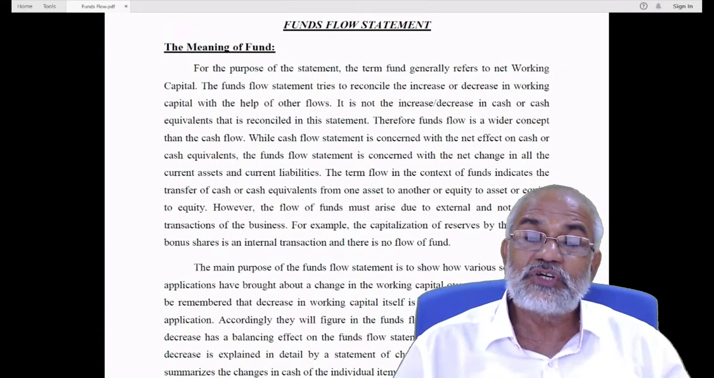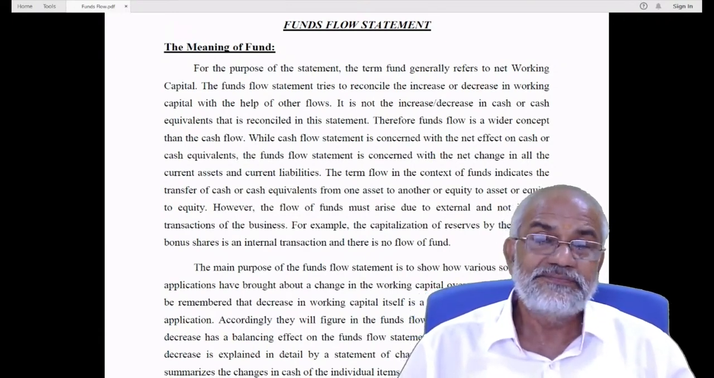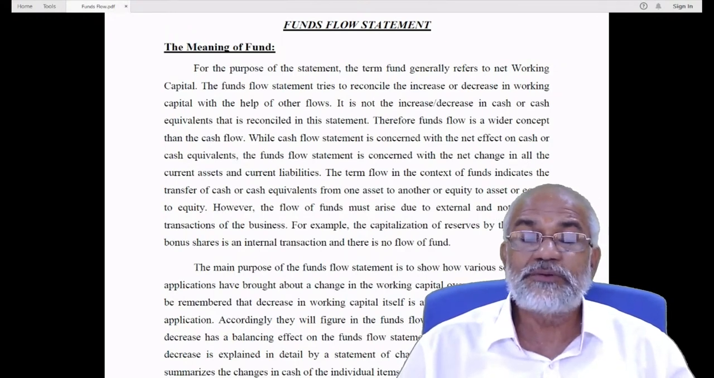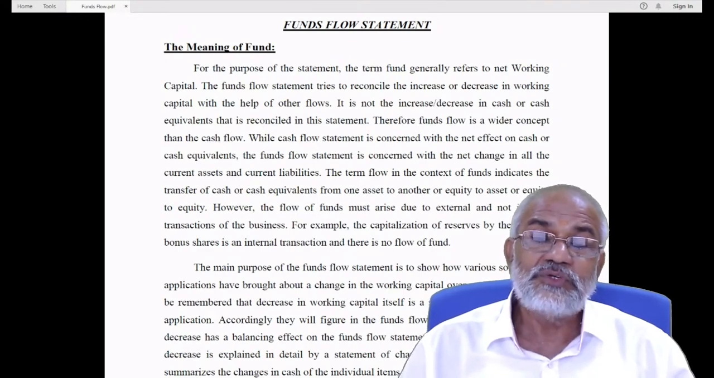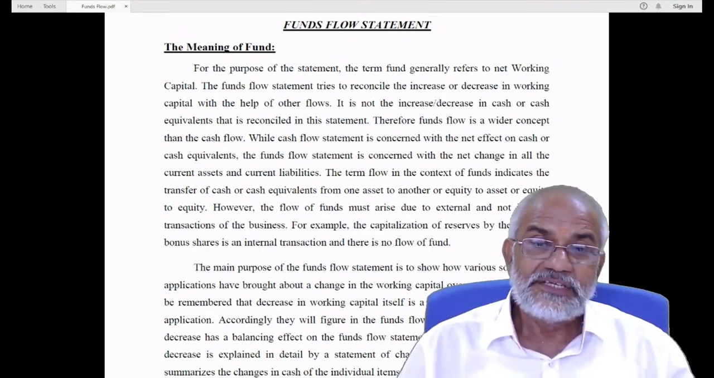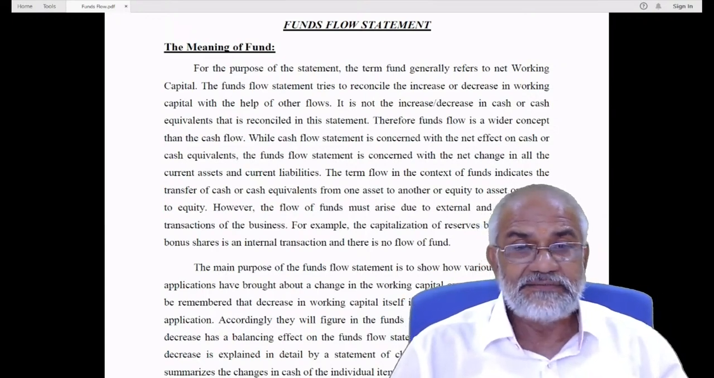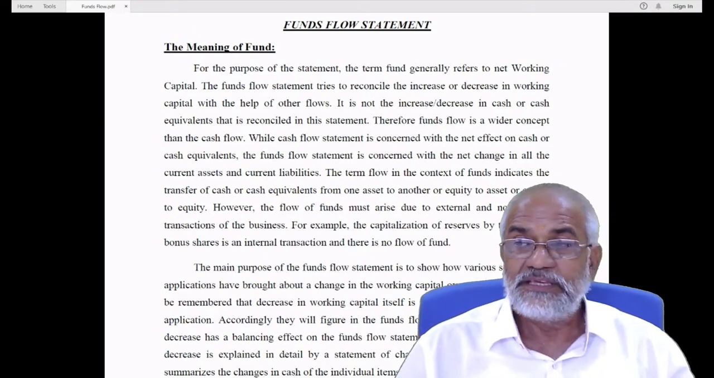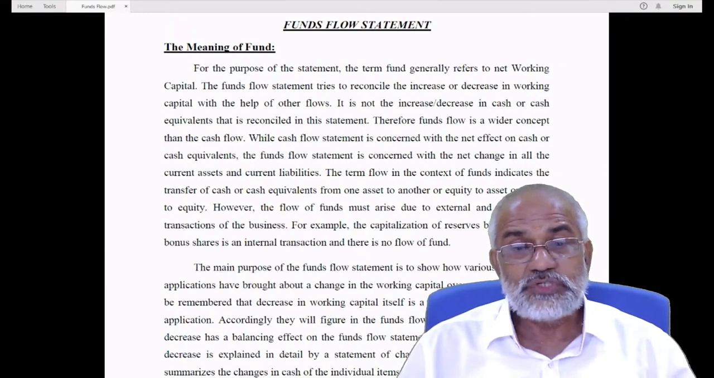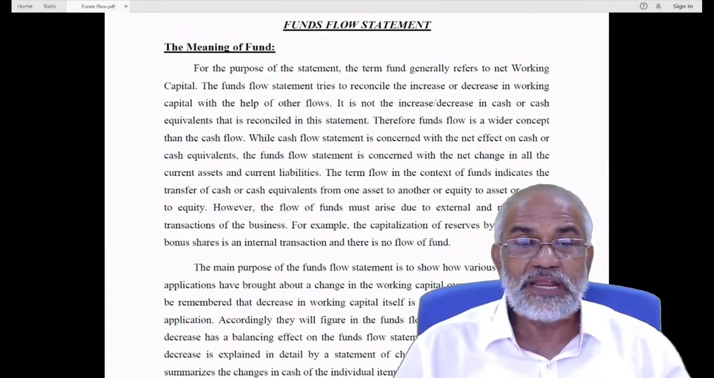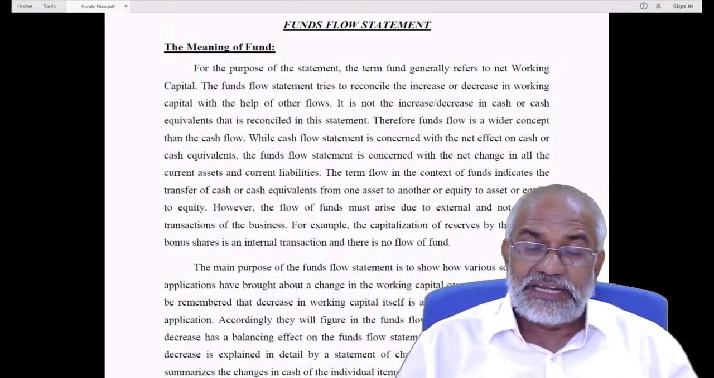Current assets are those short-term assets which are to be converted into cash or cash equivalent, or which are to be used in the process of production, or which are to be consumed within one accounting cycle or within one financial year. So whenever any asset fulfills any of these criteria, that means convertibility into cash, being consumed, or being used in the process of production within one accounting cycle or one financial year, that is called a current asset.